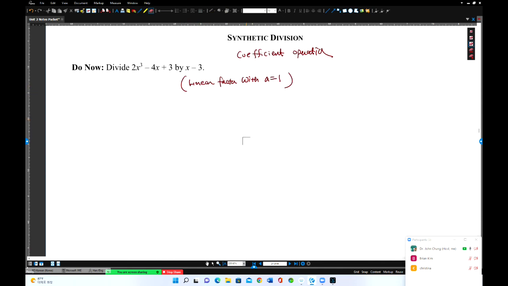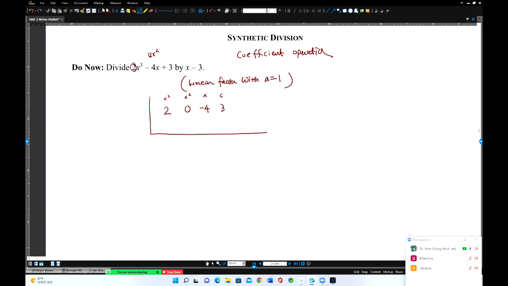Now, what is synthetic division? That's the formula, set up upside down this way. Write down the coefficient of x cubed, the next is the coefficient of x squared, the next is x, and then the constant. The coefficient of x cubed is 2. The coefficient of x squared is 0. Don't forget this one, because there are no x squared terms. There is an x squared term, but its coefficient is 0. The coefficient of x is negative 4. The constant is 3. That's the first step.